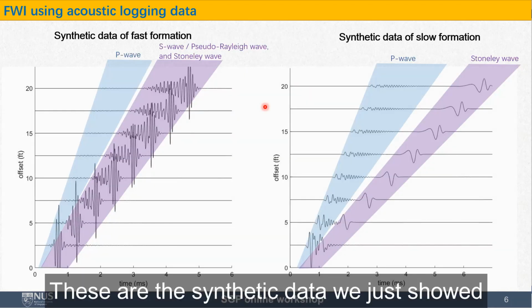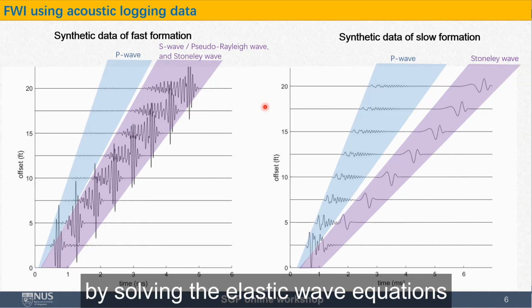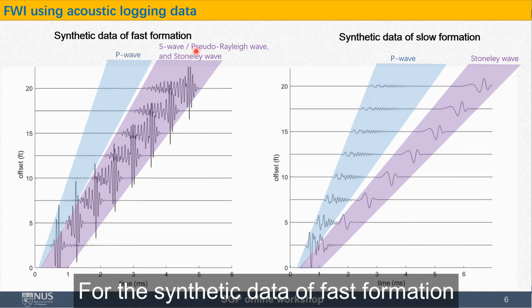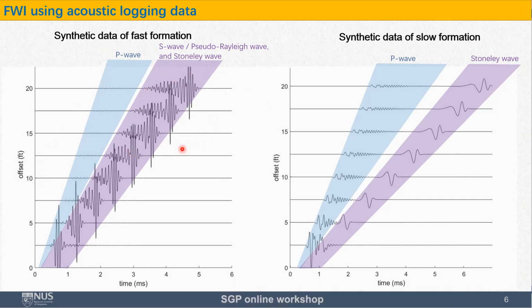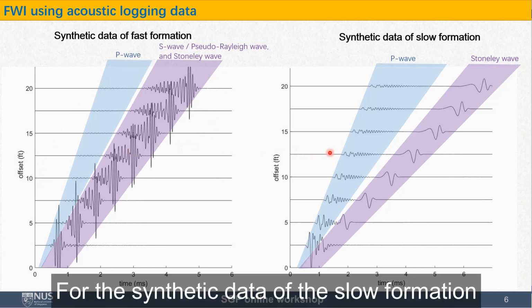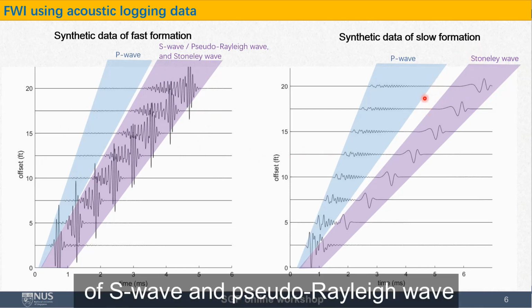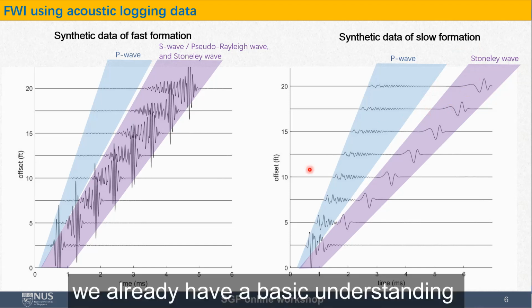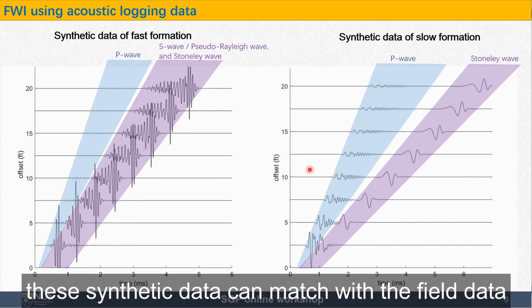These are the synthetic data we just showed in the numerical simulations, which are obtained by solving the elastic wave equations. For the synthetic data of fast formation, we see the body waves are much weaker than the surface waves. For the synthetic data of the slow formation, the data seems simpler because of the absence of S wave and pseudo-Rayleigh wave. Okay, we already have a basic understanding of these two categories of data. Let's see how well this synthetic data can match with the field data.